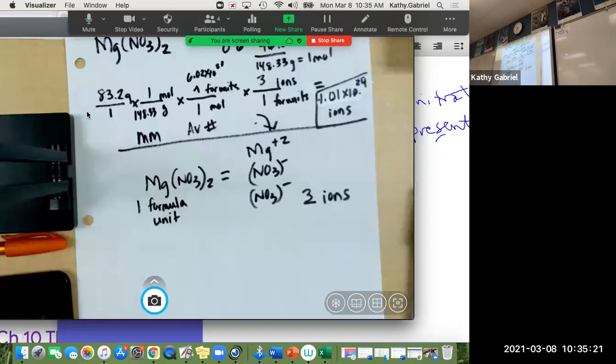Okay, so you're putting them all in, but you're just summating between each step. And then you get far more errors if you don't use your parentheses right. Okay, so take your 83.2. Did you start with 83.2? Okay, do that. And basically you're solving for moles right there.